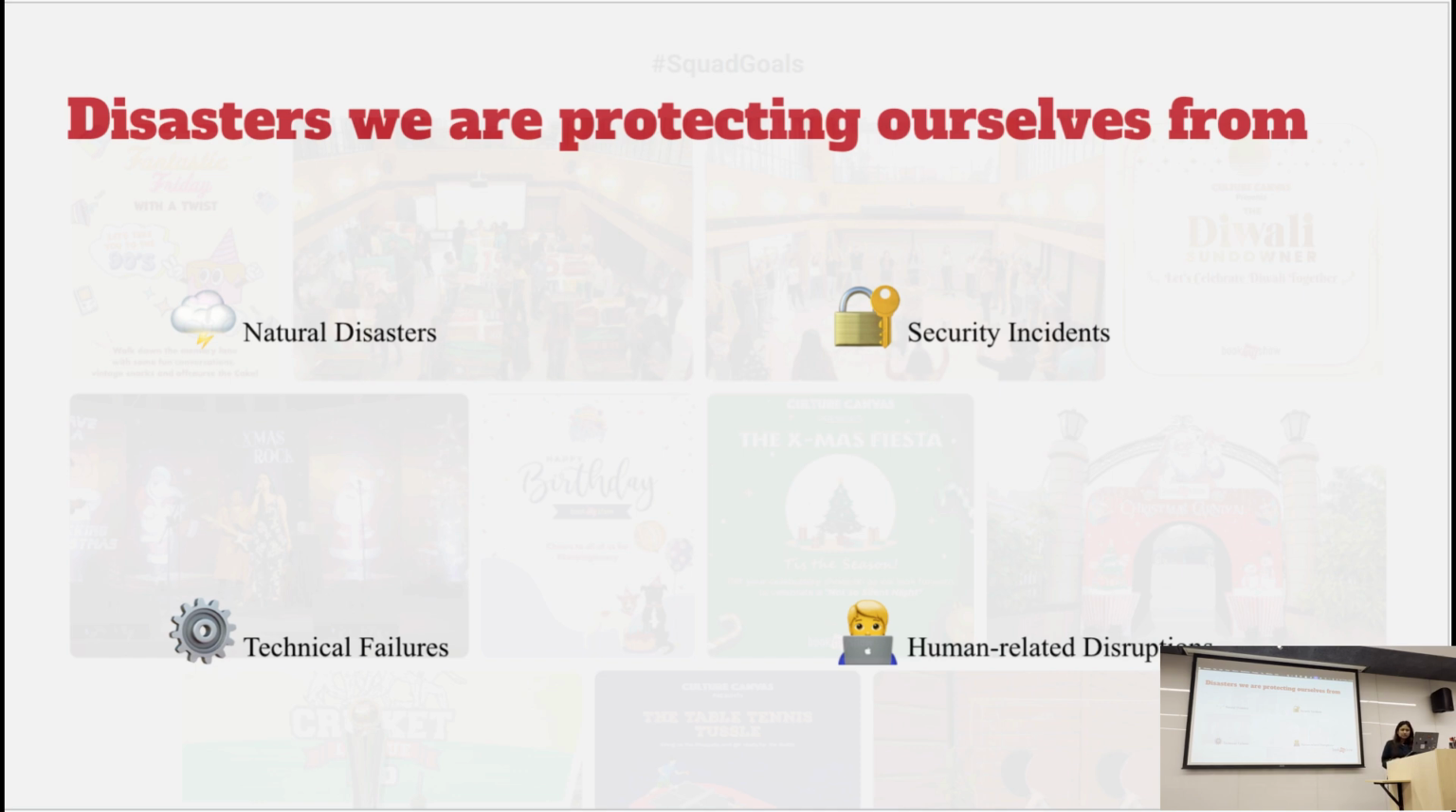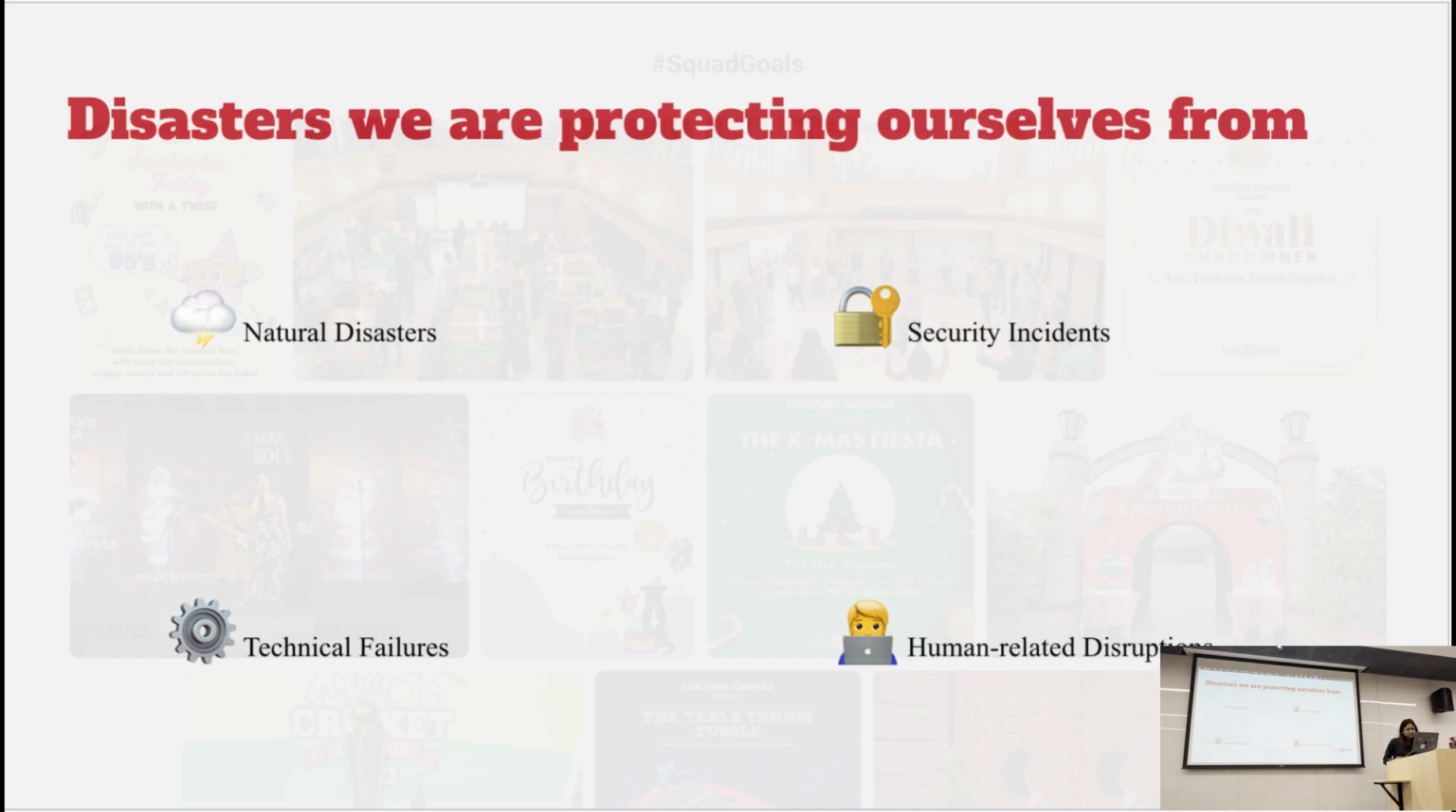When we talk about security incidents, it majorly includes data breaching, any kind of attacks, maybe ransomware attacks, or any kind of security breaches. When we talk about technical failures, it is power outages, maybe your backup got corrupted, your data got corrupted, anything that relates to technicality where you're working.